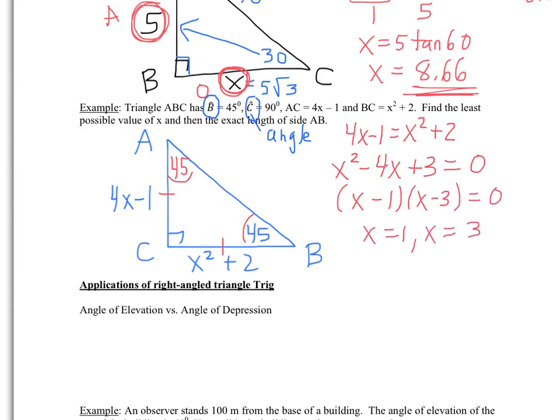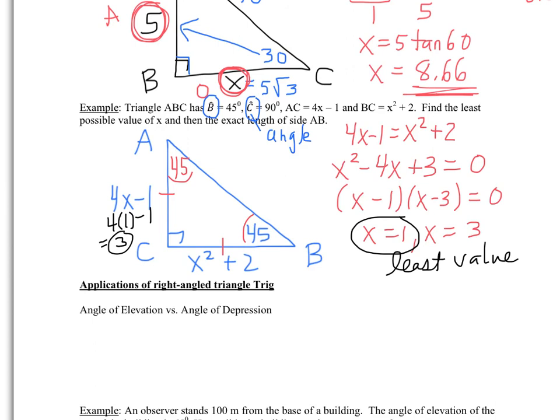Go ahead and factor that. So we're going to get x equals 1 and x equals 3. It wants the least possible value of x, so that means x equals 1. This is the least value, so we're really going to reject the 3. Okay, so x is 1, so I'm going to plug a 1 in. Alright, and that's going to give me 3 for this side.